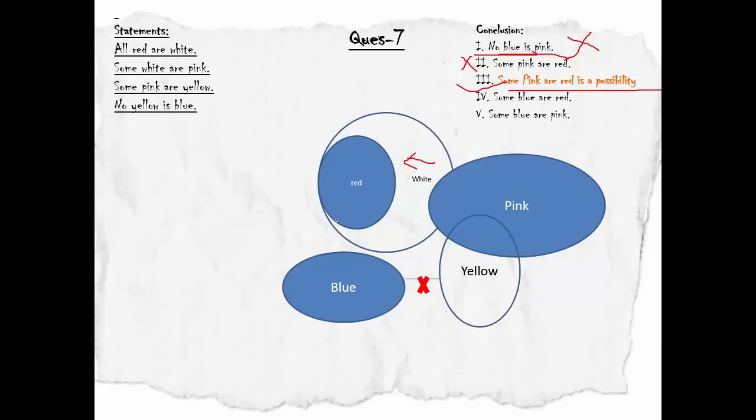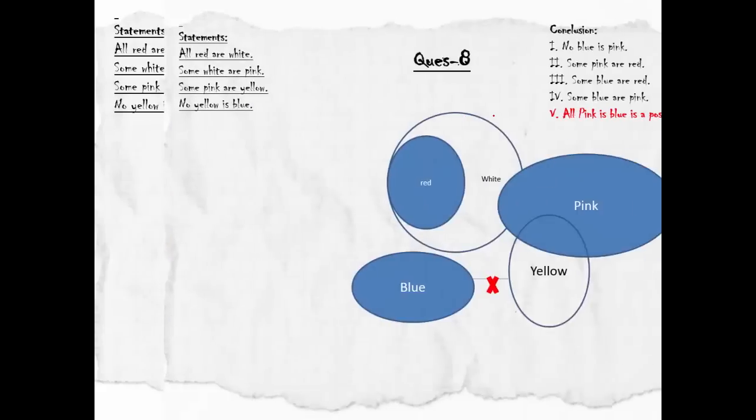Some portion of the blue are red. Again, not a definite conclusion, not universally true. Some blue are pink. Some portion of blue are pink. Again, not definite. So only 3 is true.